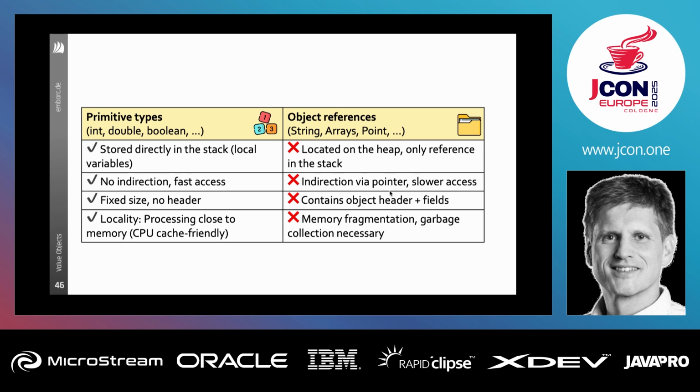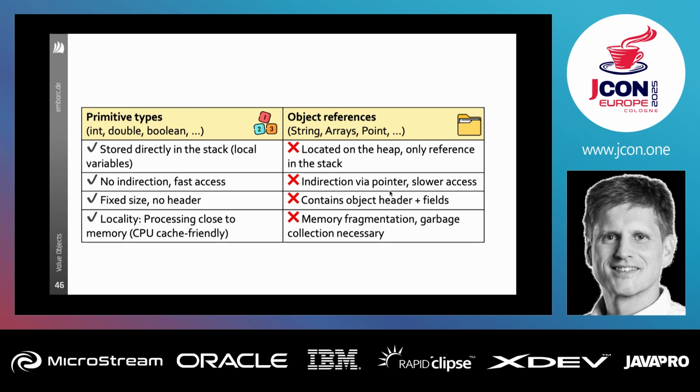Primitive types like the int, double, or boolean are stored directly in the stack. So they are kind of local variables. There is no indirection. They have quite a fast access. It's the concept of locality. So the processing of the memory is quite near, next to the CPU. So it's cache friendly. And we have a fixed size. We have no header. So the JVM can optimize, can inline, can do a lot of optimization because of the information that it's fixed and no dynamic structure.